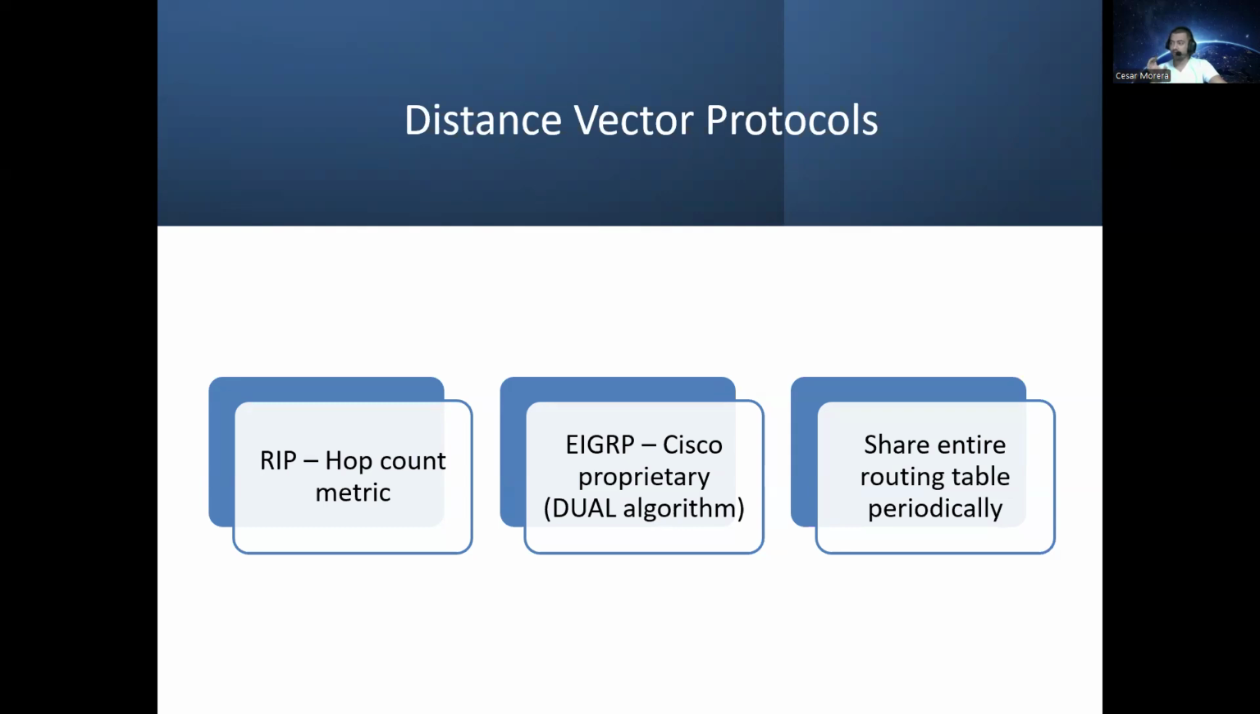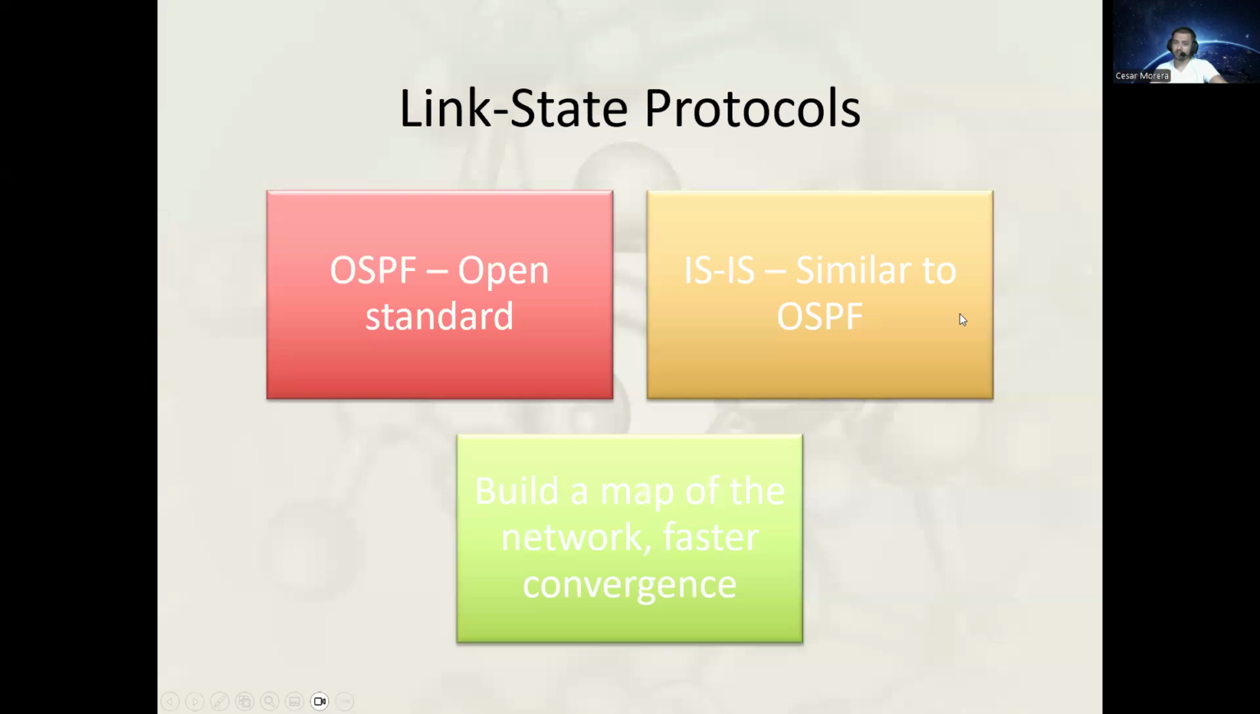And finally, we have that they share the entire routing table periodically. That's basically distance vector protocol. Let's move on with the next one.